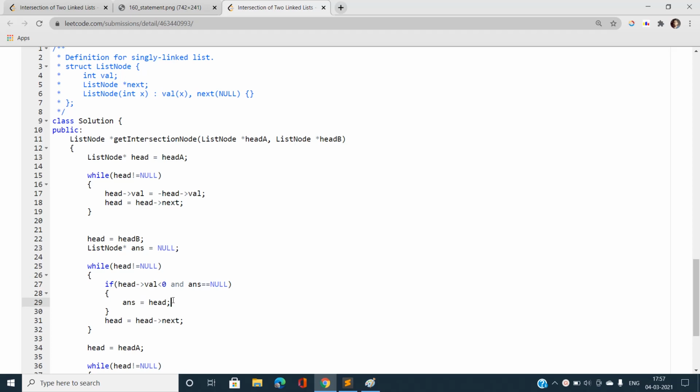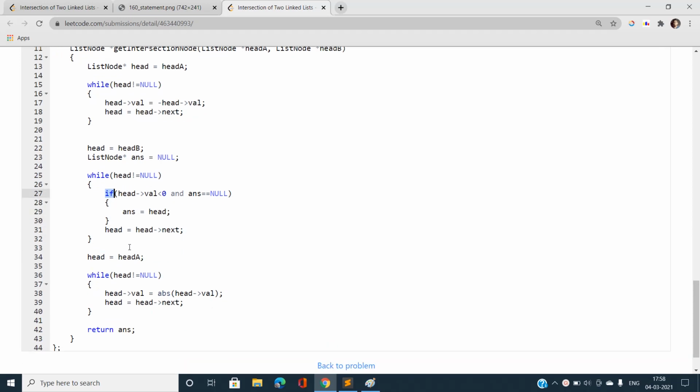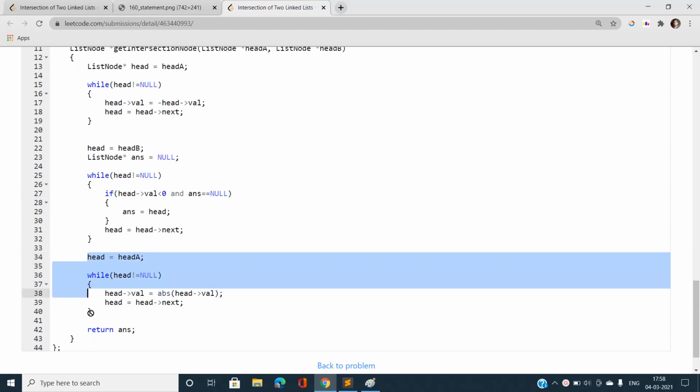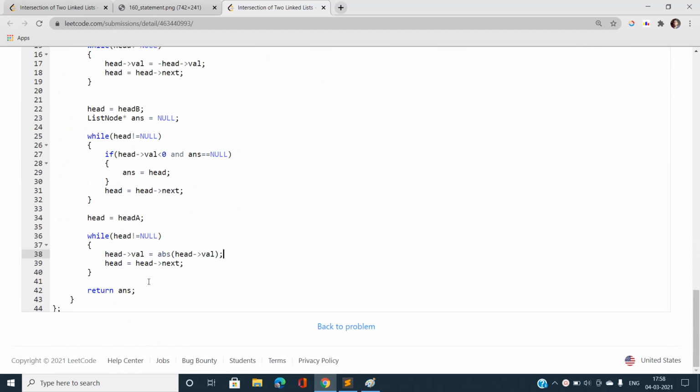And if we find the value being negative again, note that the answer doesn't remain null because we have already found the intersection point. So this if condition will never be executed once we get an intersection point. So again I'm going to traverse this linked list B to find the answer as the intersection point. Now note that I need to keep the same linked list structure. So I'm going to traverse my first linked list again and restore all its values to their previous values by taking the absolute values of the nodes. So this is our method, and finally I'm going to return the answer. So the code is very fast.